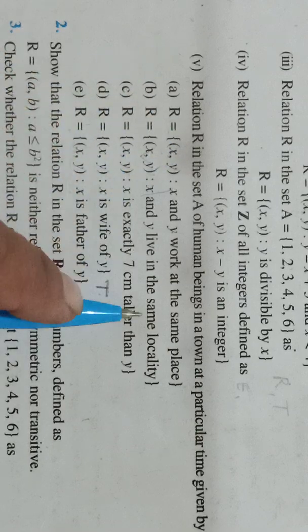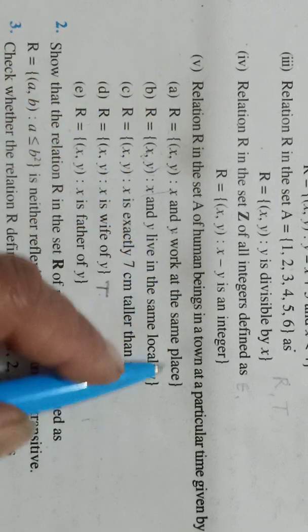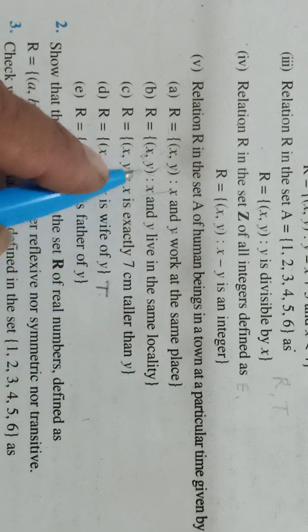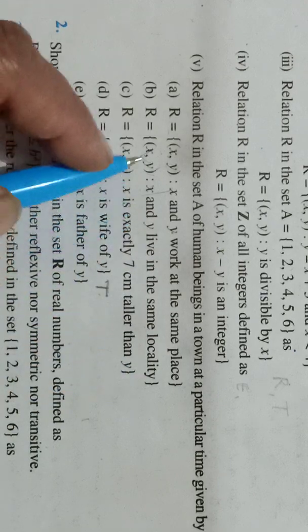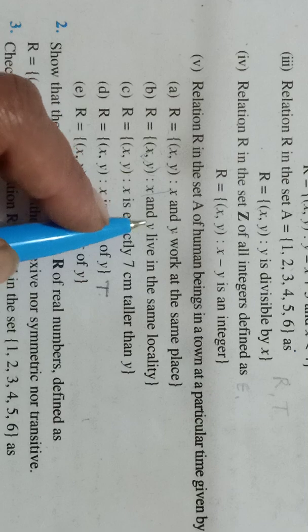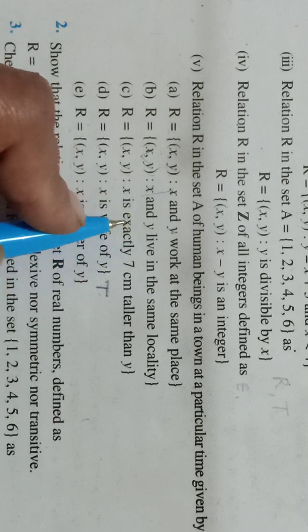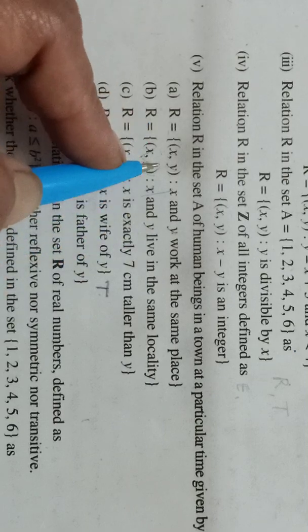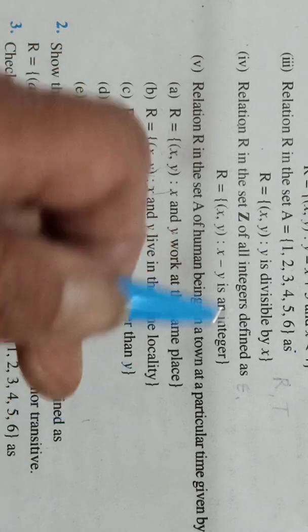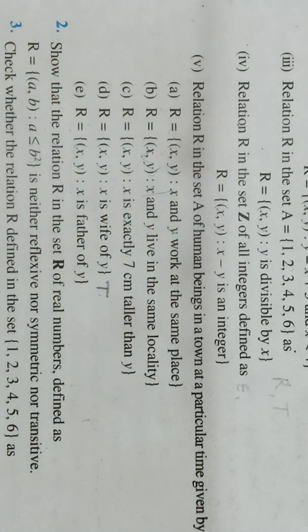Next is x and y live in the same locality. It comes to the same: working at the same place, living in the same locality. If I am staying in Tali, I am staying in Tali. If I am staying in Tali means y is also staying in Tali. So if y is staying in Tali means I am also staying in Tali. So likewise, it is reflexive, symmetric as well as transitive.